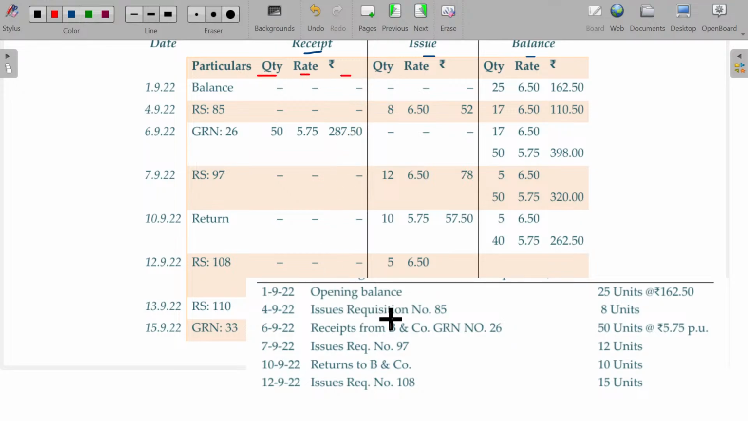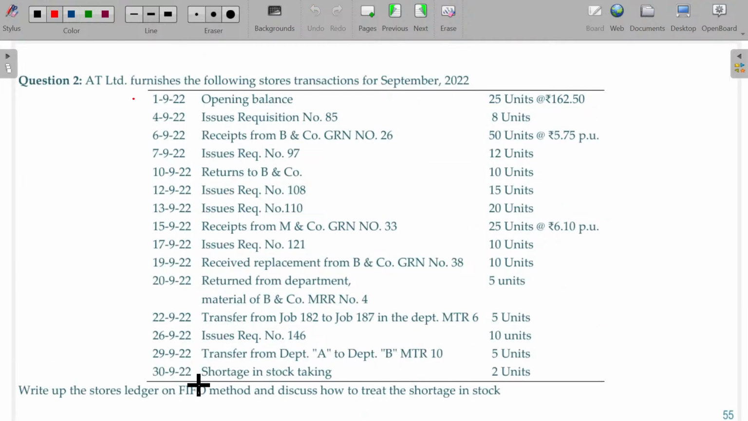Opening balance, issue requisition. This falls under requisition slip. Receipts from the supplier will be GRN. Issue requisition, returns to B and Co., maybe purchase return, and issue. This is a requisition slip. These three are requisition slips. Opening balance, we will start with this one. Issue, what method are we going to follow here? FIFO method. Also we will discuss how to treat the shortage in stock.